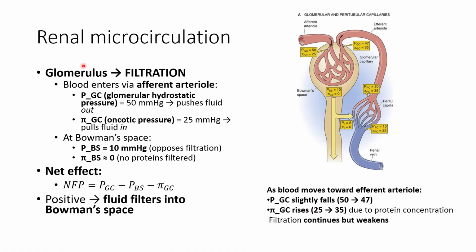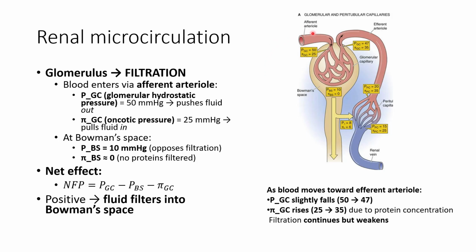So basically, glomerulus is responsible for filtration. The blood enters via the afferent arteriole, and once it is entering inside the glomerular capillaries, the PGC, that is the hydrostatic pressure, is 50, and πGC, the oncotic pressure, is 25. And in Bowman space, as in normal physiological condition no protein leaks through it, it won't have any protein. So the πBS is 0, and the hydrostatic pressure is 10. So the net effect is 50 minus 25 minus 10. As it comes as positive, the fluid enters into Bowman space.